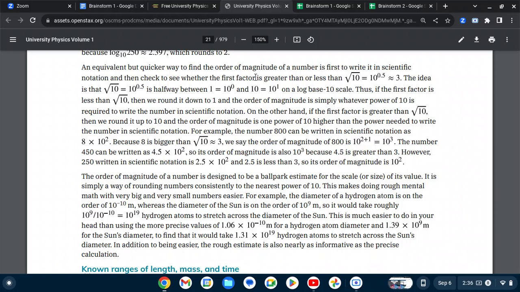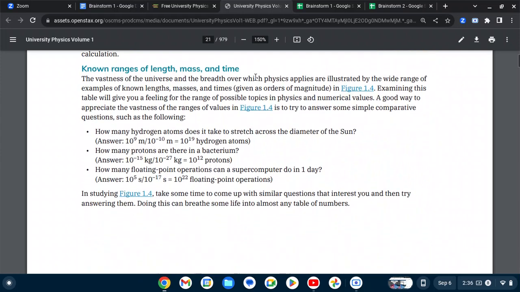This is much easier to do in your head than doing the more precise values of 1.06 times 10 to the negative 10 meters for a hydrogen atom diameter and 1.39 times 10 to the 9 meters for the sun's diameter, to find that it would take 1.31 times 10 to the 19th hydrogen atoms to stretch across the sun's diameter. In addition to being easier, the rough estimate is also nearly as informative as precise calculation.